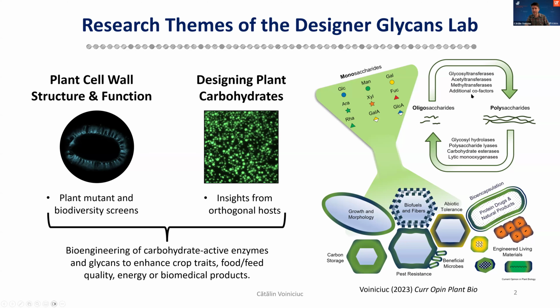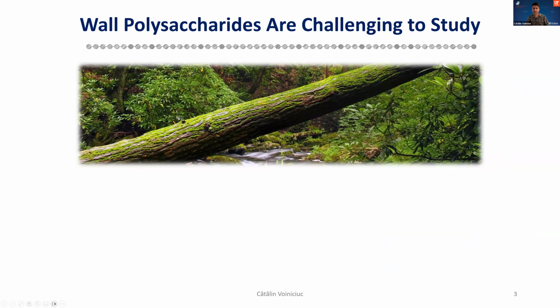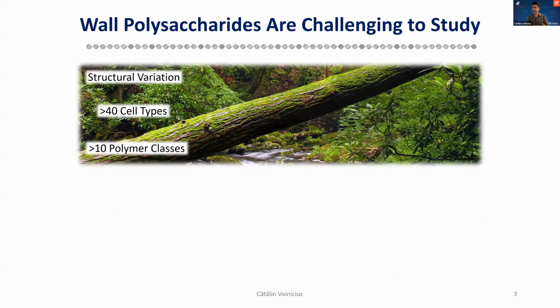The challenge is that all of these applications are time or energy intensive today, and cell wall polysaccharides themselves are challenging to study. In nature, we have a remarkable variety of plant polymers, and within a single species, you may have more than 40 different cell types, and within each cell type, you could have up to 10 or more classes of cell wall polymers.